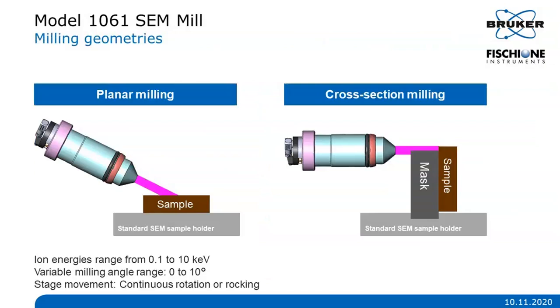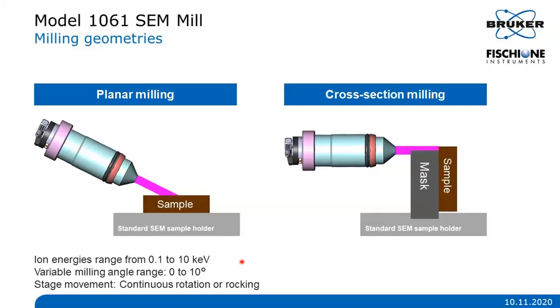We have two milling geometries. One is planar and the other is cross-section milling, as you can see here in the pictures. In the case of planar milling, the sample is affixed to a standard SEM holder and the top surface of the sample is polished. In the case of cross-section milling, the sample is affixed behind the mask, a protective mask, and this is very critical if you want to preserve the edge of your sample or prepare a multi-layer specimen.